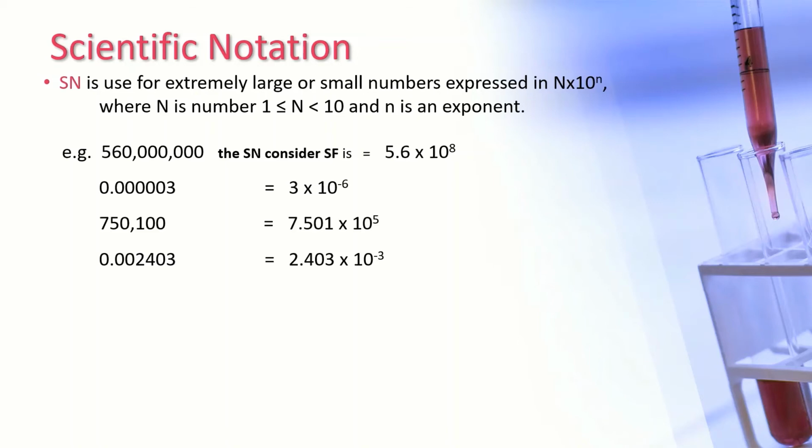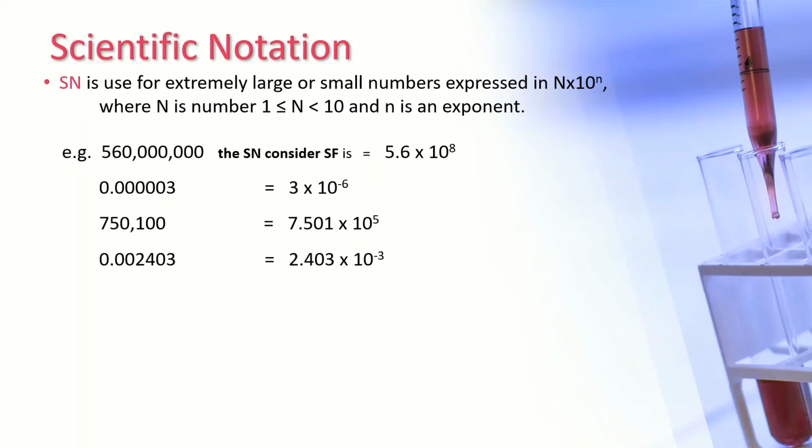So for more examples, we have 750,100. To write the scientific notation is 7.501 times 10 to the power of 5. So you have to write only the significant figures in scientific notation.